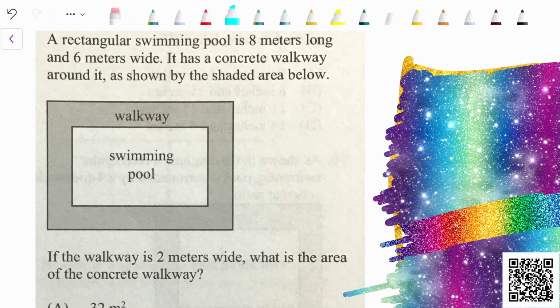Today we're going to be looking at some areas and perimeters, except they're not normal areas and perimeters, and they're not just triangles, and they're not just squares, and they're not just rectangles.